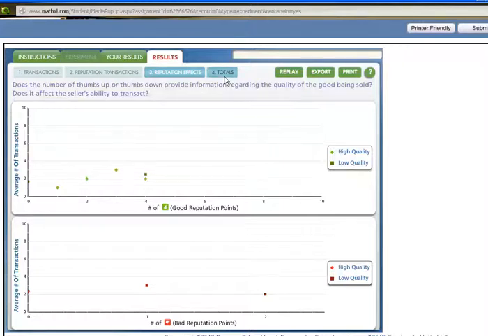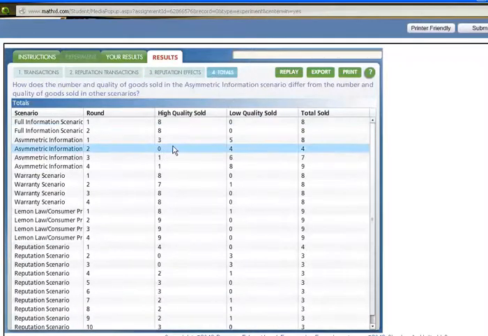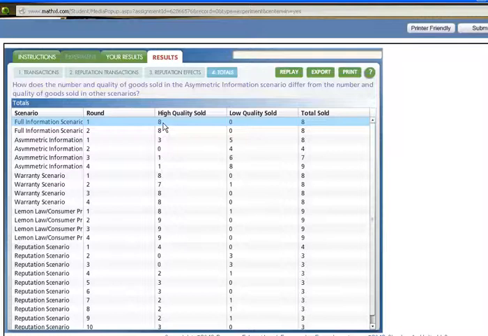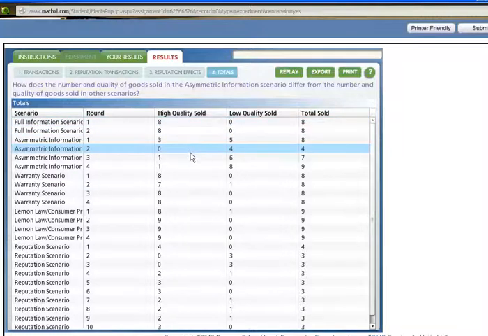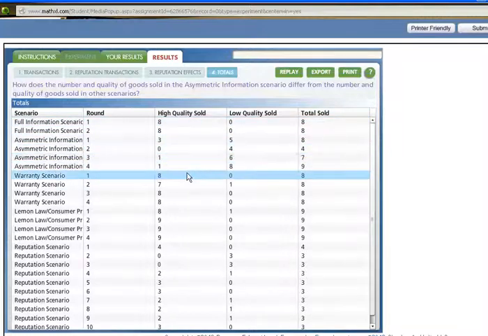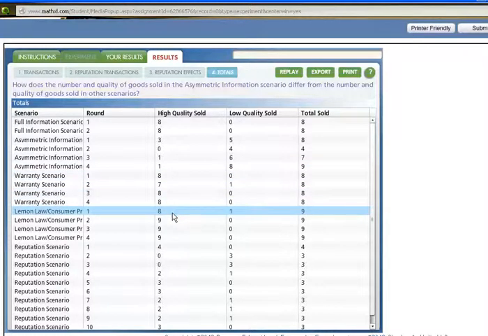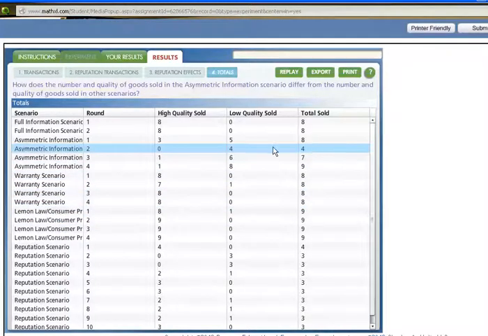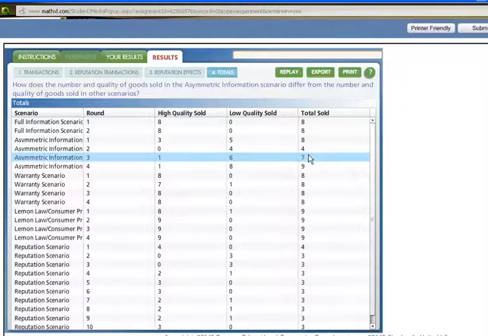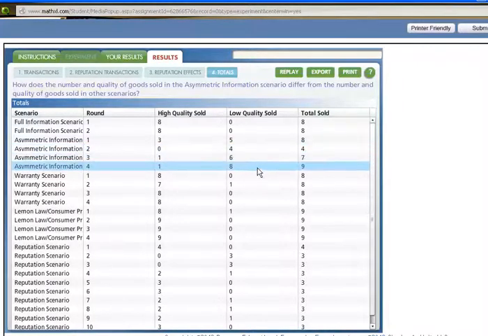And then one last thing before we go, here's the total slide, and you can see the different rounds. You can see the number of total sold, high quality sold. We clearly see with asymmetric information that high quality disappears, but in all the other games, high quality reappears. This idea that we can really see a change. We clearly see a drop in the number sold, and more low quality as information changes. So once again, this big information story.